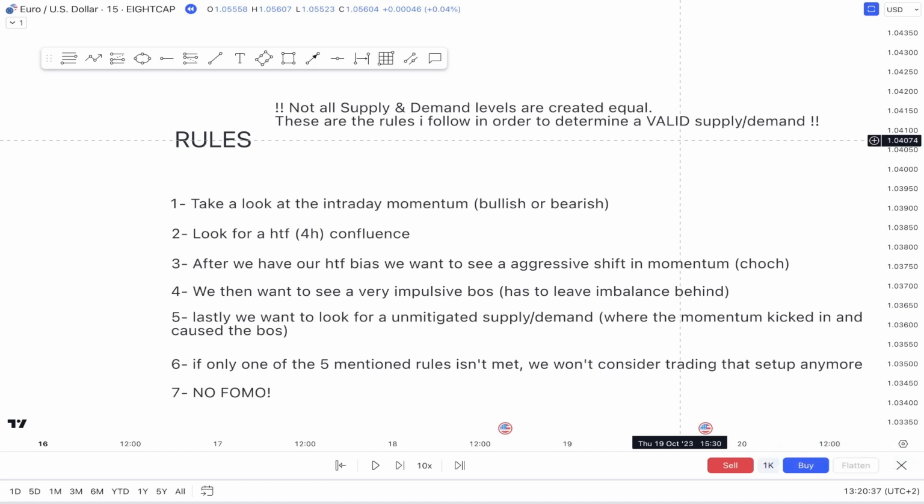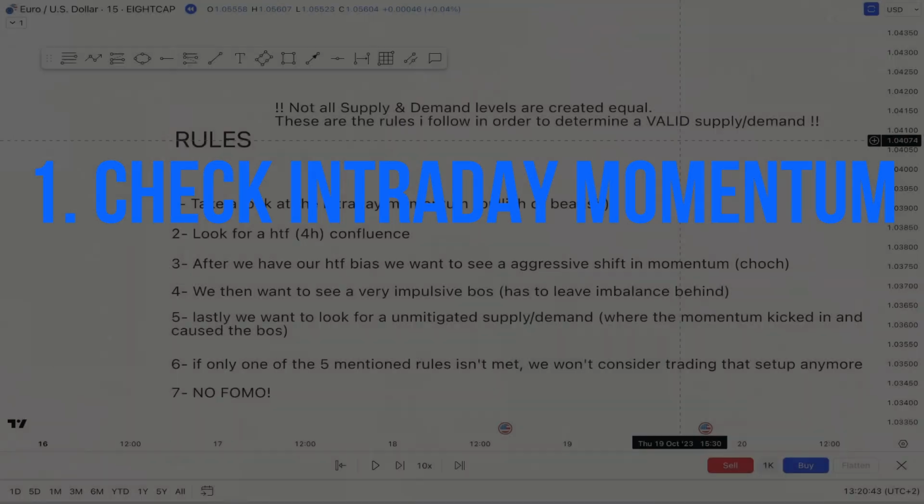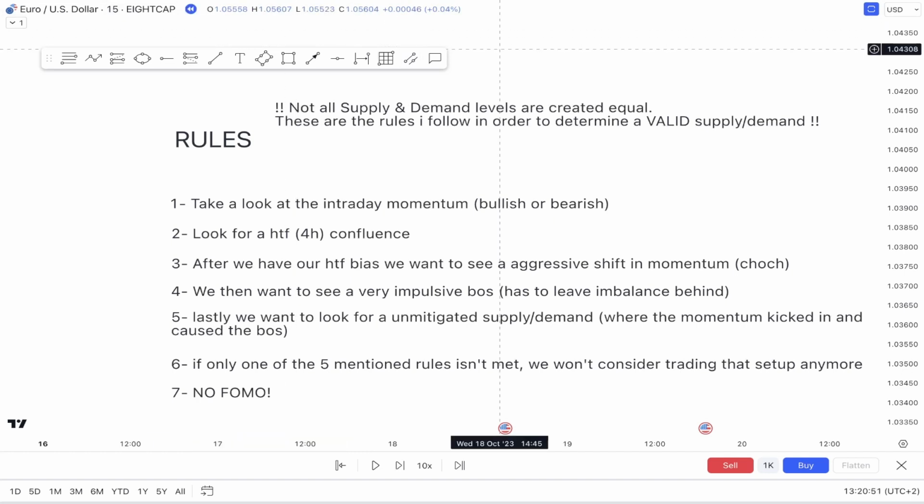The first one: we need to take a look at the intraday momentum. Is the intraday momentum bullish or bearish? We do that to get a feel of the market on that specific day. We will use this strategy on the M15. Of course, in my opinion, you can use this strategy on any time frame, but I day trade it on the M15, and that's what we will use today.